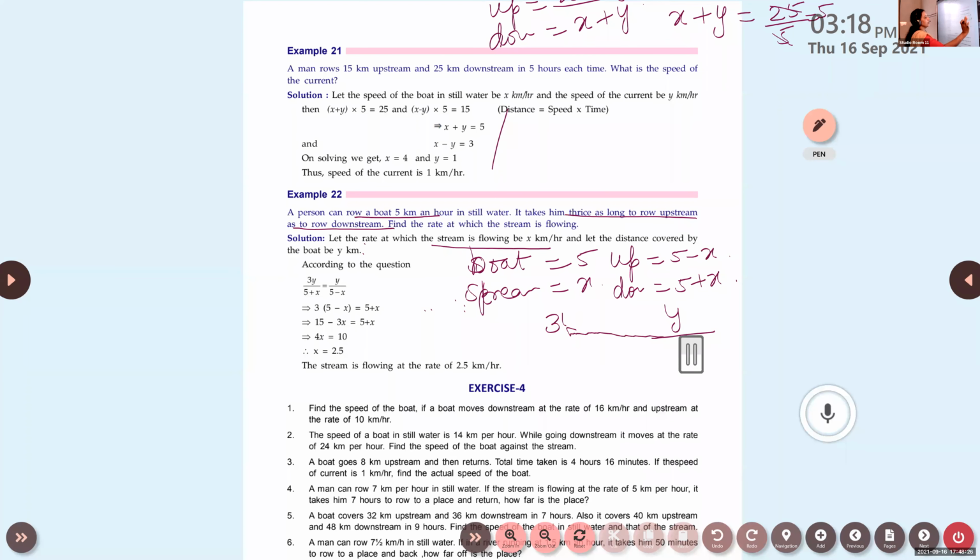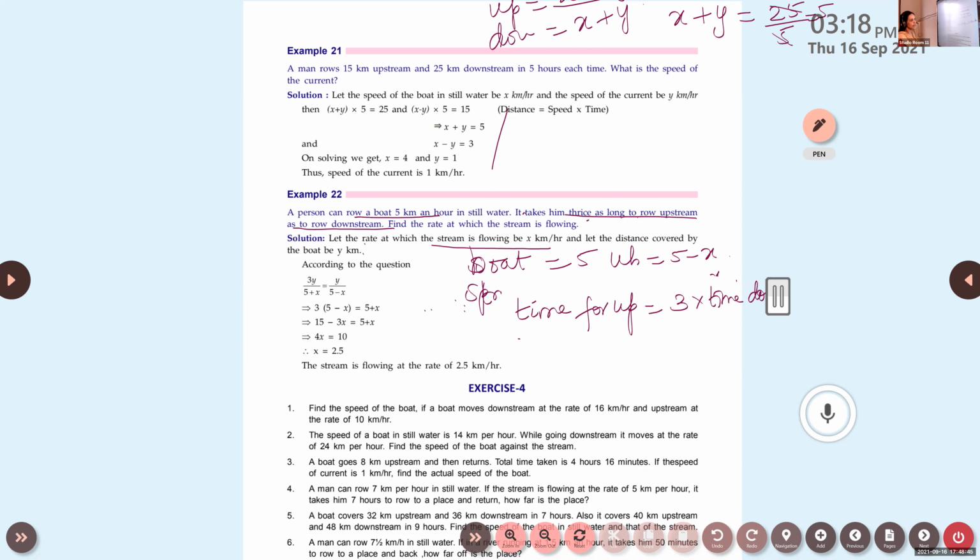Is it clear, children? It takes him thrice as long to row upstream. So the time taken for upstream is 3 times the time taken for downstream. What is the time taken for upstream? How will you find it? What is the formula for time taken? Distance by speed.